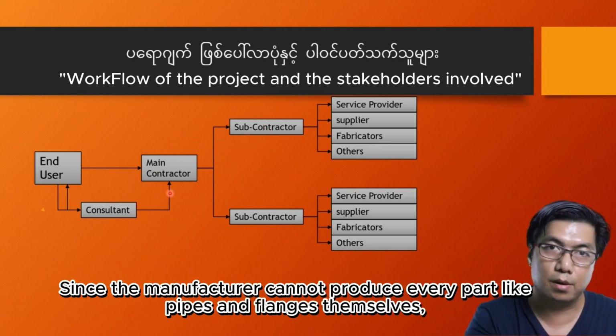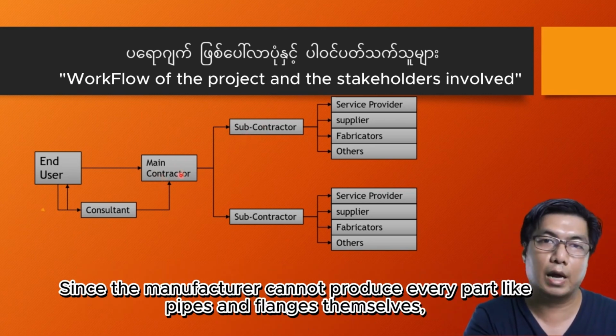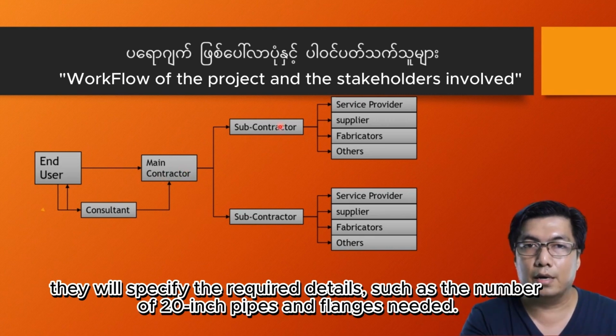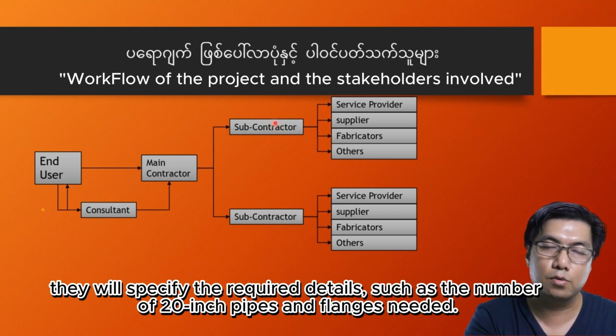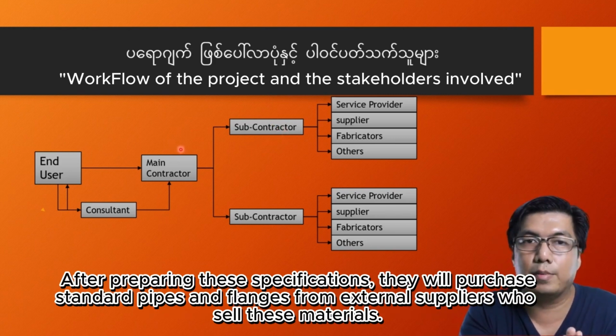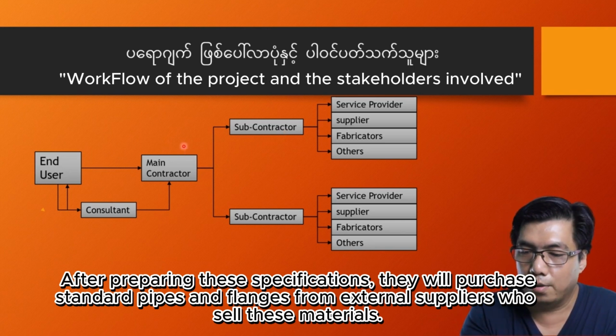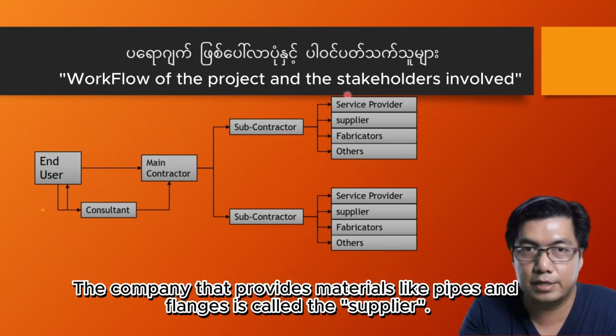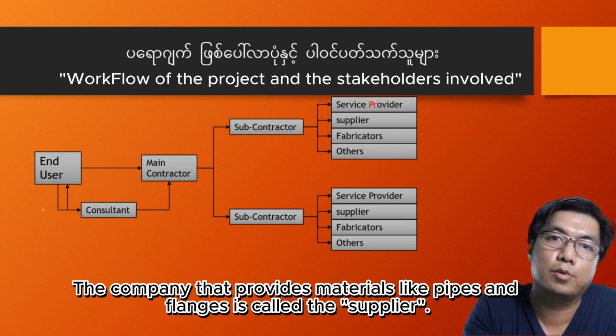Since the manufacturer cannot produce every part like pipes and flanges themselves, they will specify the required details, such as the number of 20-inch pipes and flanges needed. After preparing these specifications, they will purchase standard pipes and flanges from external suppliers who sell these materials. The company that provides materials like pipes and flanges is called the supplier.